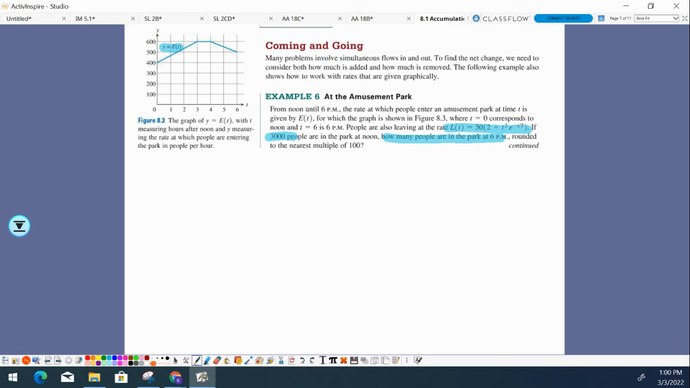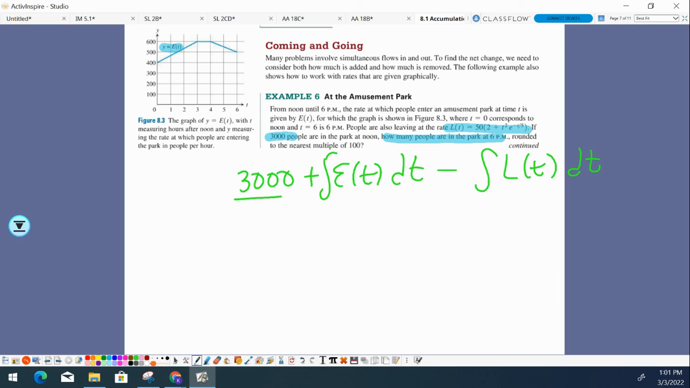All right. So does it make sense in general? We're starting with 3,000. Then we're going to add our entering. So if the graph is our integral, we have to integrate E of t. We're going to add the entering. Then we're going to subtract the leaving. So then we have to do our integral of our leaving, and that's going to give us our total. The initial value, adding who enters, subtract who leaves, that's going to give our total amount.